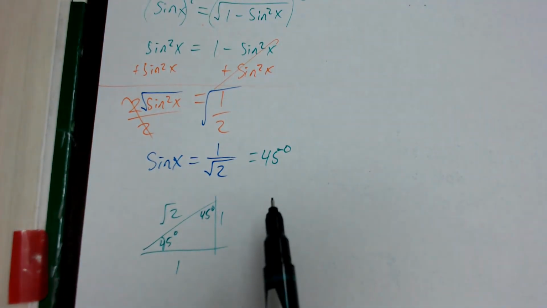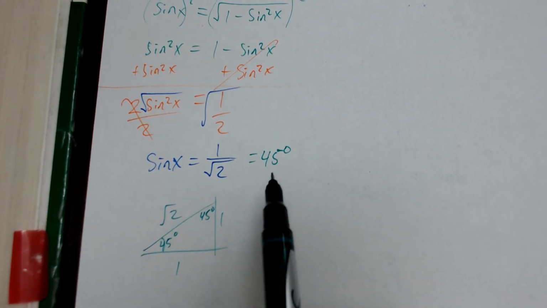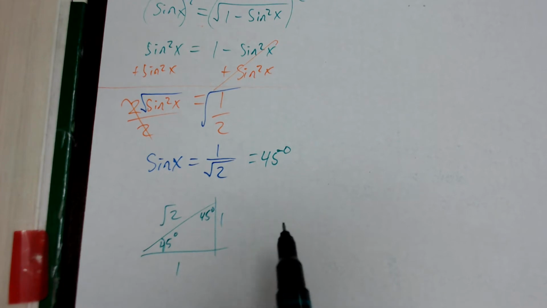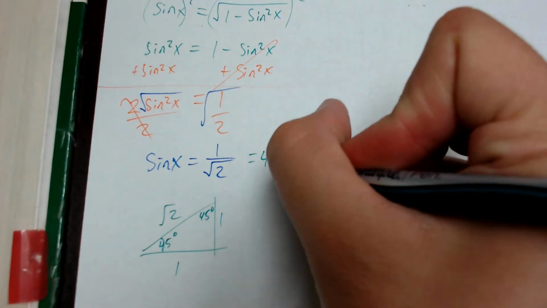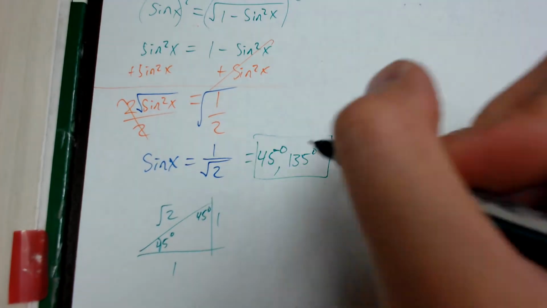Right? And then I think about my reference or my unit circle, and I ask, hey, where is the 45 degree angle? Where is sine positive at a 45 degree angle? I know that is only the first and second quadrant. The 45 degree angle of the second quadrant is 135 degrees, and that's my answer. Okay.